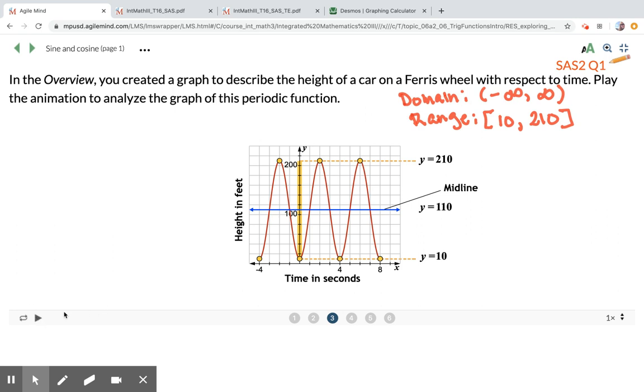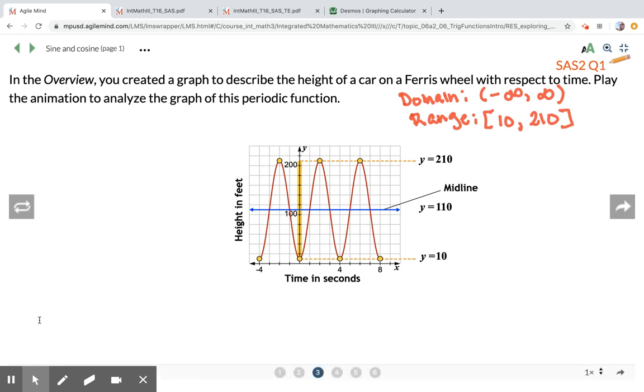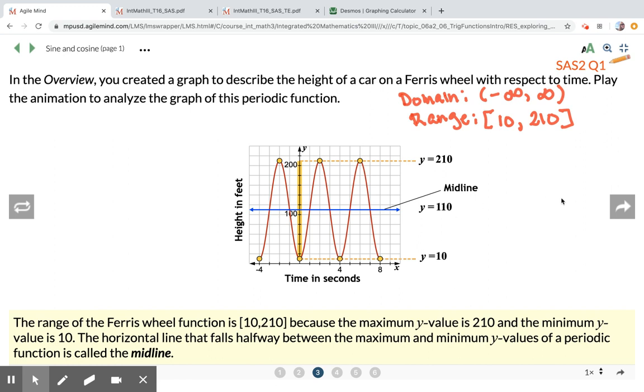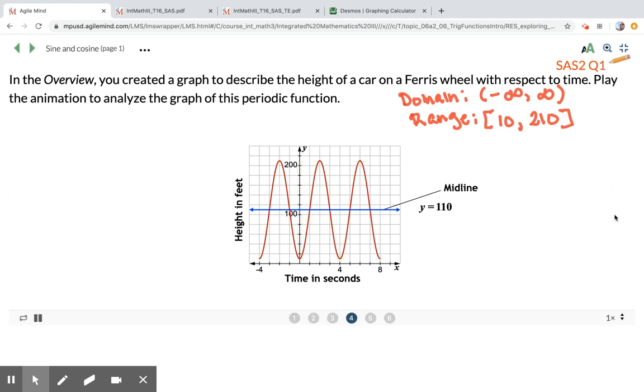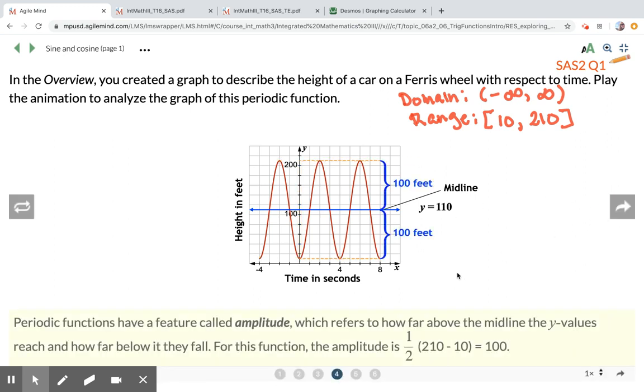You've probably heard the word amplitude before. And in fact, you may even have a clue what it means. For our purposes here, a midline helps us find our amplitude. So periodic functions have an amplitude, and that refers to how far above the midline our y value goes. Well, check it out. We already said, so you kind of need to find the midline first.